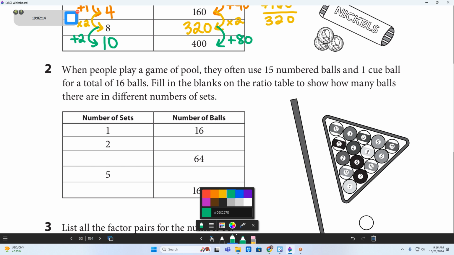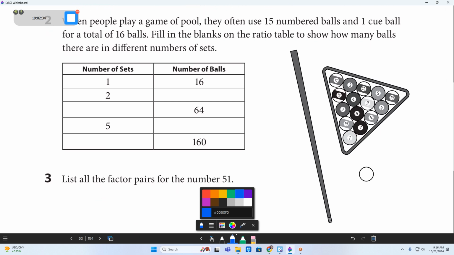Number 2, when people play a game of pool, like with the stick and the balls, right, they often use 15 numbered balls and 1 cue ball for a total of 16. Fill in the blanks on the ratio table to show how many balls there are in a different number of sets. So each set is 16 pool balls. Okay, so let's see. I'm going to use what's up above to help me with what's down below.